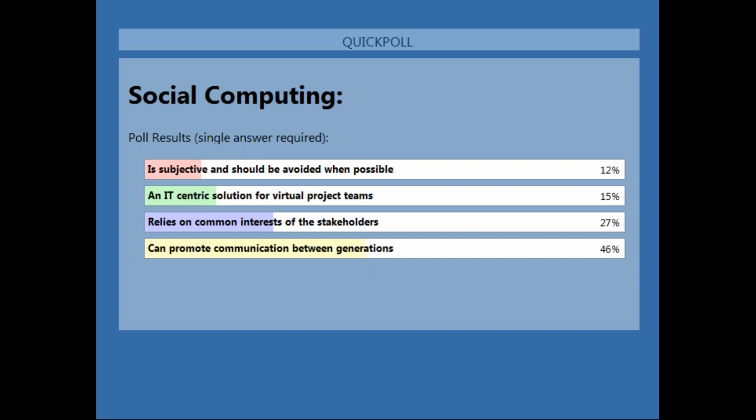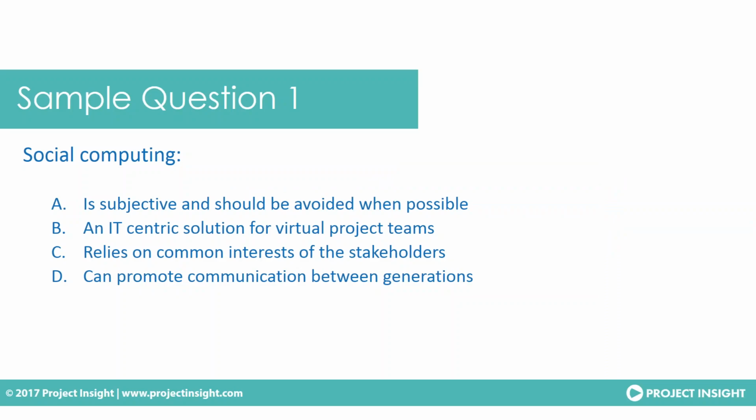So this is one of those examples of something that's new. The answer I'll give is relies on common interest of stakeholders. It's an example of a trend, and they're recognizing social computing, social networking as a trend. It's been a trend for a long time, but it just got into the PMBOK guide.